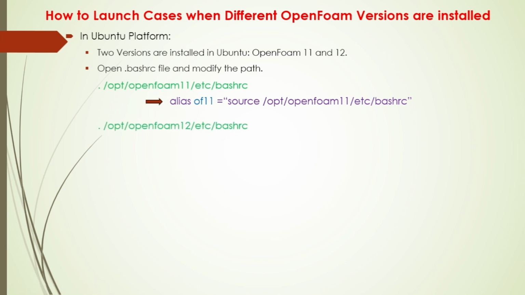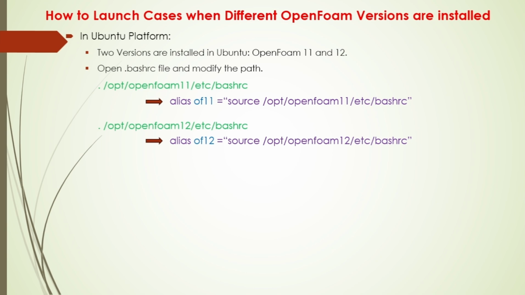Like in my case, I have installed OpenFOAM 12, so the same line I modify here. We need to follow the same procedure for all the versions which we have installed in our Ubuntu. Now once this is done, save the bashrc file. Now let us test this.